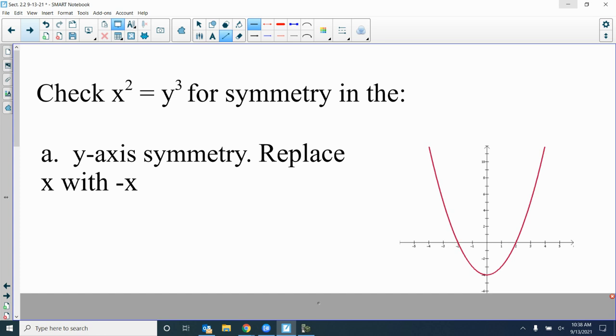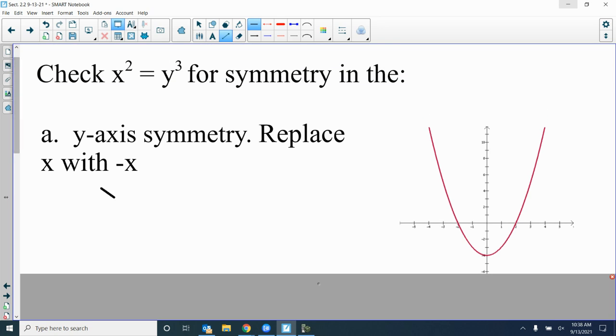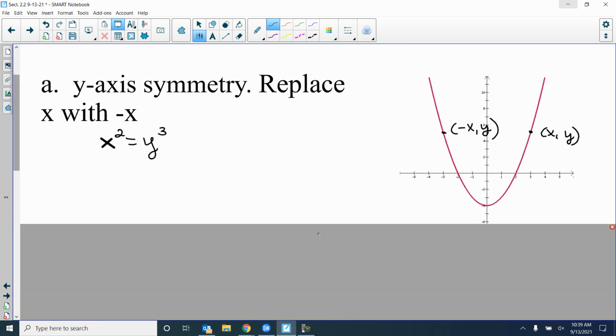That picture is not the graph. That is just to give you a visual for y-axis symmetry, and it's not on your sheet. Here's how you check something for y-axis symmetry. Start with your original equation, x squared equals y cubed. We said for y-axis symmetry, if (x, y) is a point on the graph, then (negative x, y) is on the graph. Basically, if you plug in x or negative x, you get the same answer. So take the x out, plug in negative x.